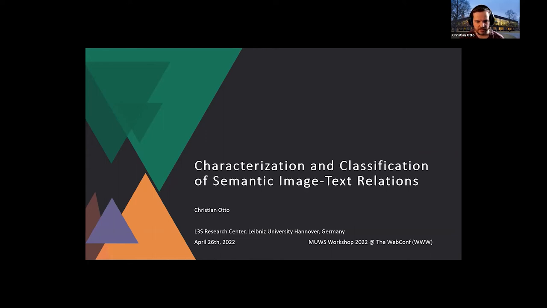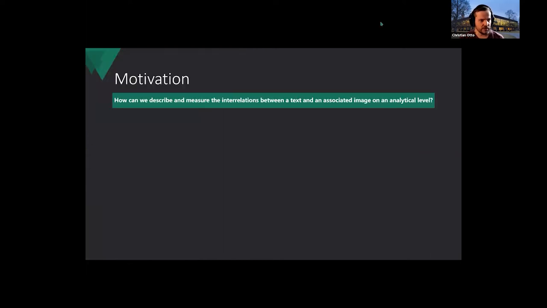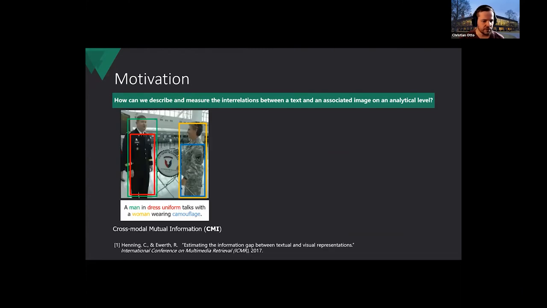And let's get started. So the question we are trying to answer here is, how can we describe and measure the interrelations between a text and an associated image on an analytical level? So what does that mean? I think most of you are familiar with the typical image caption, image text pair that you can see in datasets like MS COCO, where you have a very straightforward description of the image contents, and you can relate stuff that you can see with actual words in the text. Here, for example, an image on the left.